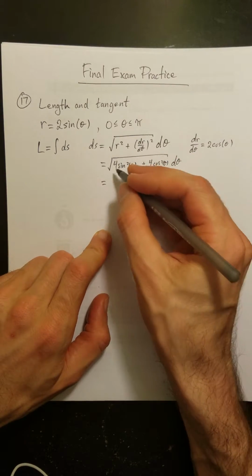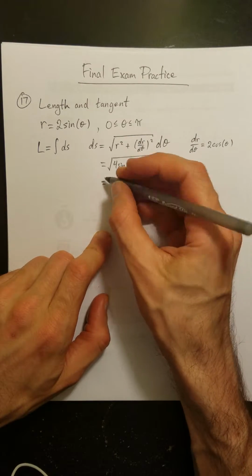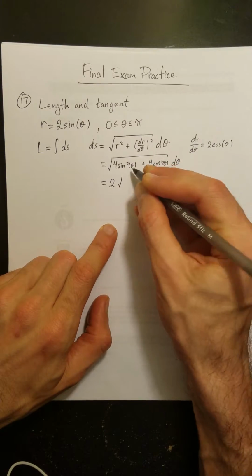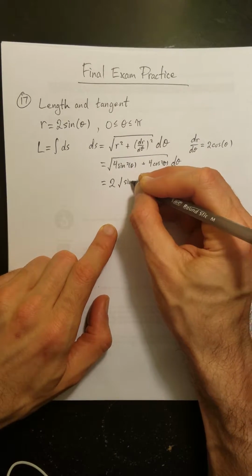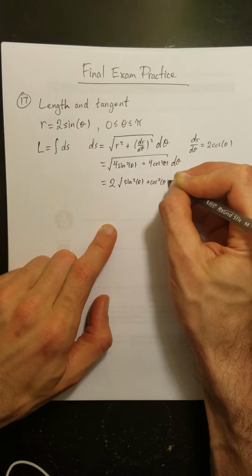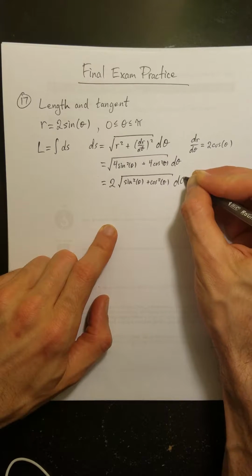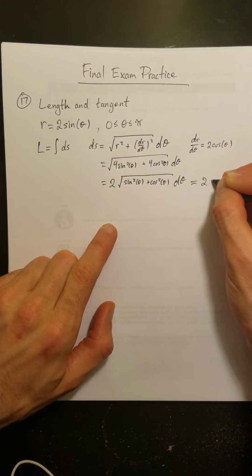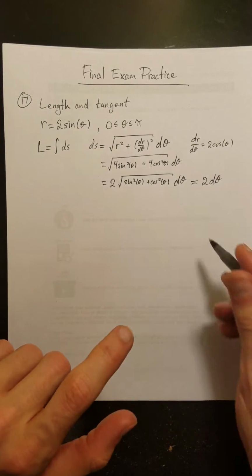So now I have a common factor of 4. I take it out, but there's a square root, so it comes out as a 2. And then I'm left with sine squared theta plus cosine squared theta. And that equals 1, of course, and so the square root of 1 is 1, and this just equals 2 d theta. How easy is that?